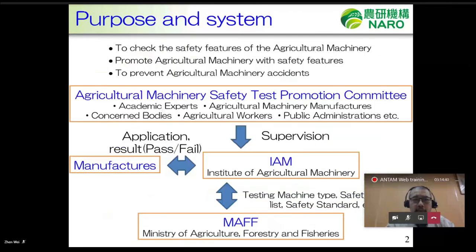So this is a proposed system of the safety test. So we have three purposes. One is to check the safety features of the agriculture machinery. Second is to promote agriculture machinery with safety features. And third, to prevent agriculture machinery accidents. And below is the safety test system. IAM in the middle is the Institute of Agriculture Machinery, the institute that I belong to and that conducts the safety test. And below you see MAF as the authority, giving us the authority to conduct the safety test.